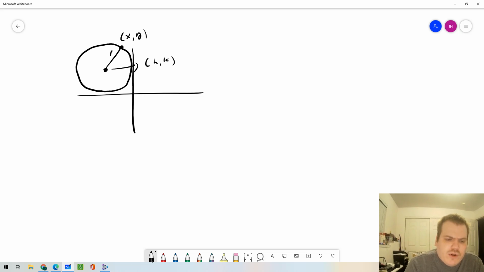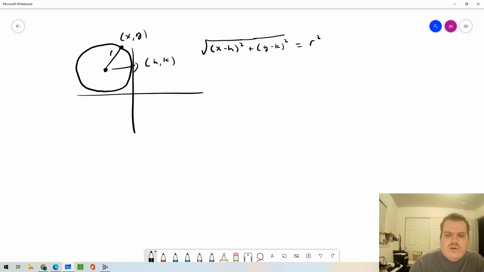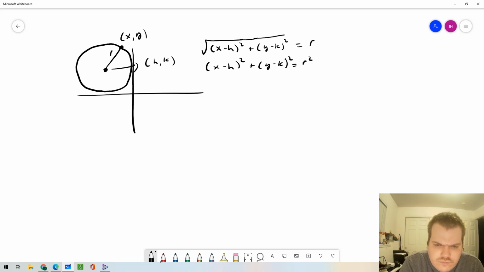And we can say, well, every point on here is going to have to be r distance away from the center. So to satisfy the equation, what we would have is the square root of x minus h quantity squared plus y minus k quantity squared is equal to r, that's my distance. And to get rid of the square root, I'm going to square both sides. So that's going to give me x minus h squared plus y minus k squared is equal to r squared. And this is the general form of a circle.